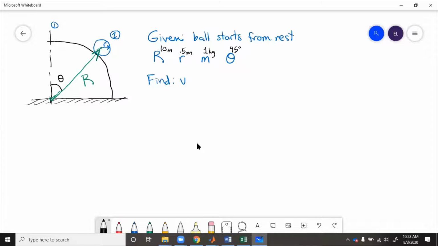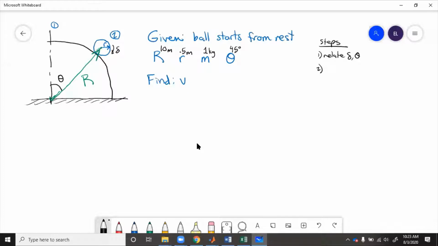Well, steps to solve this problem. First, we need to know how much this little ball has rotated compared to how far down it's gone along this hill. So let's just call its angle of rotation delta. So we need to relate delta and theta.